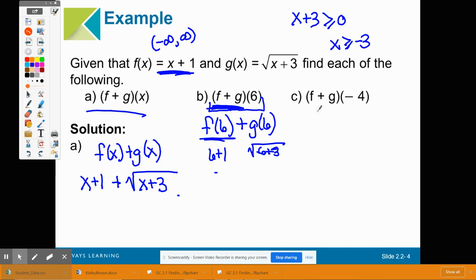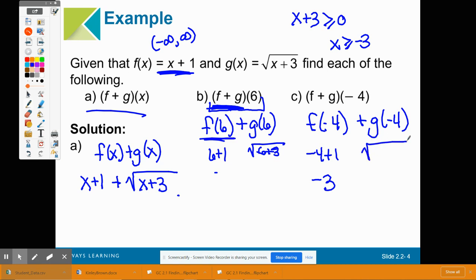Okay, let's see what I get. What is f of negative 4 plus g of negative 4? f of negative 4 would be negative 4 plus 1, which is negative 3. How about g of negative 4? That would be the square root of negative 4 plus 3, and that is a problem. Negative 4 plus 3 is negative 1, so it's the square root of negative 1, and we cannot have negatives underneath that. So we would say that this is undefined, or you can say it's not in the domain.